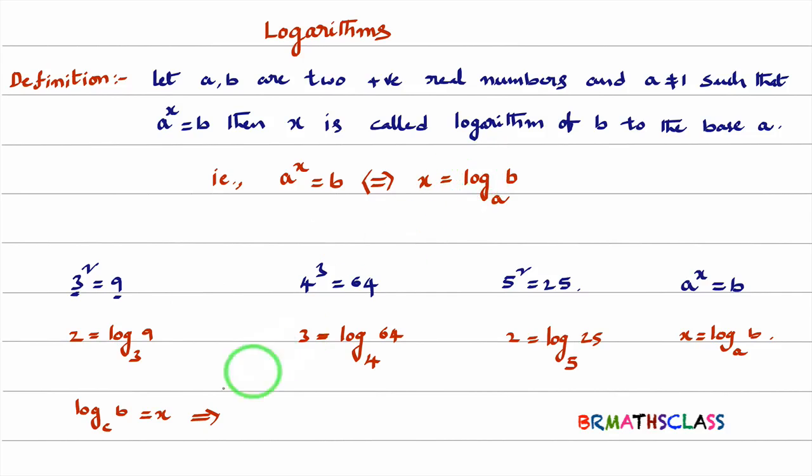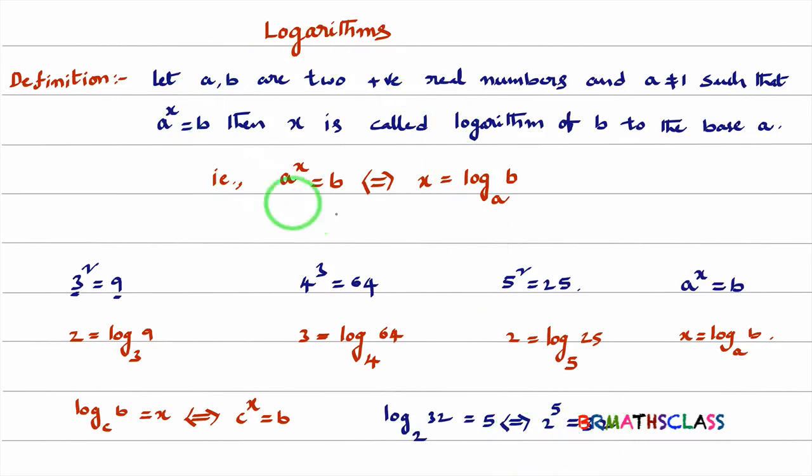For example, log b base c equal to x: as per the definition, it can be written as c power x equal to b. It's a simple thing. Please observe this: log 32 base 2 is 5. How can you write this in the form a power x equal to b? You just take the base to the power of this number: 2 power 5 equal to 32.